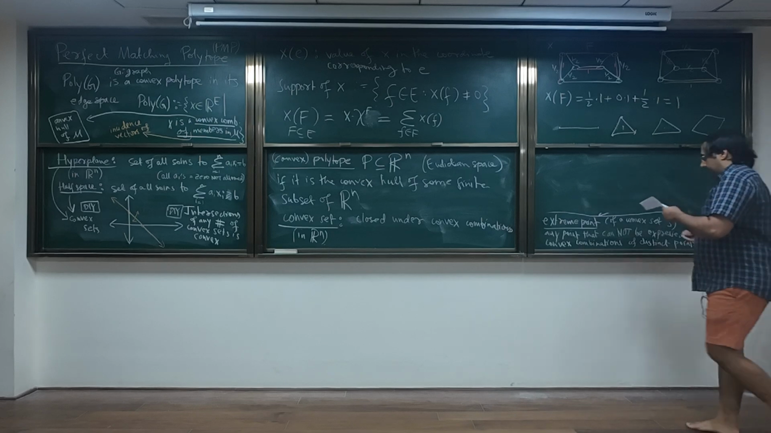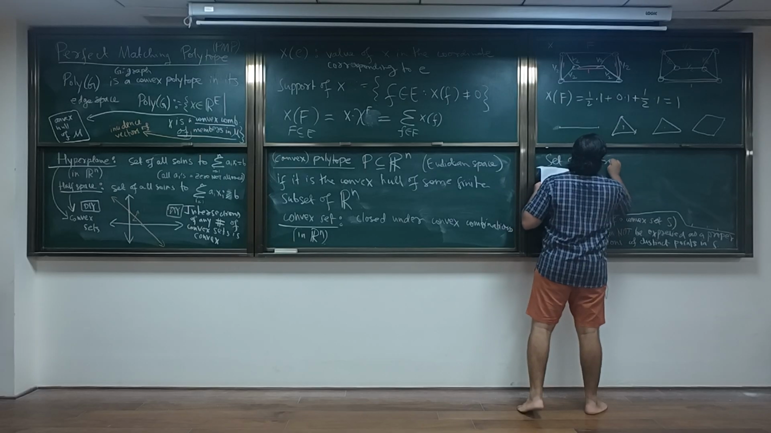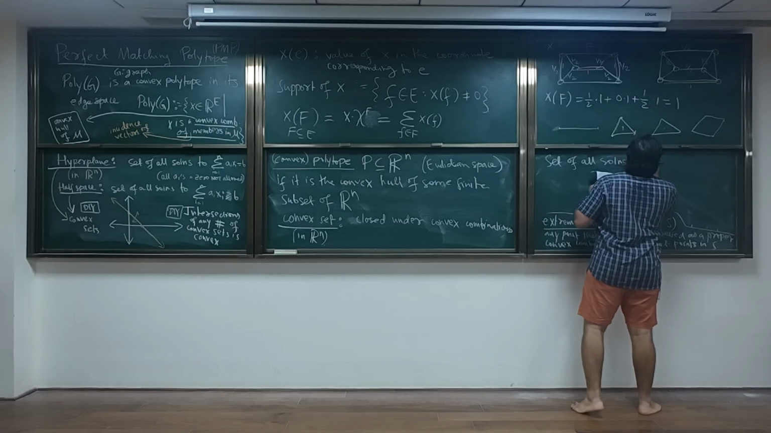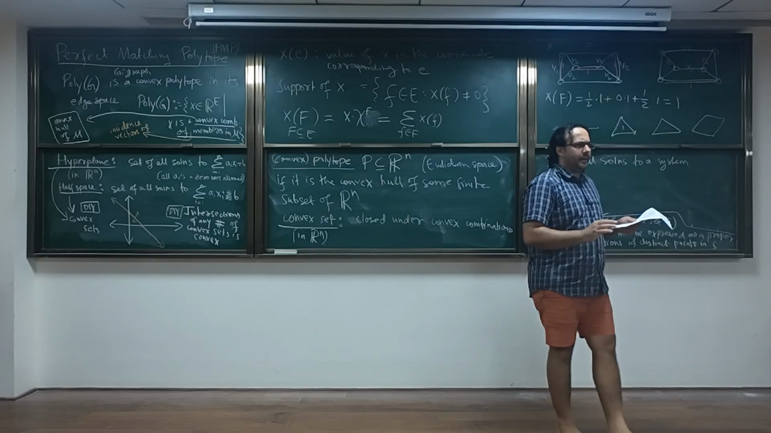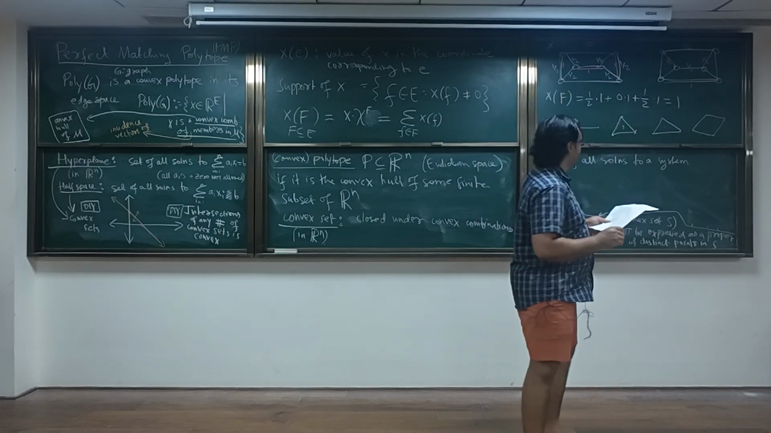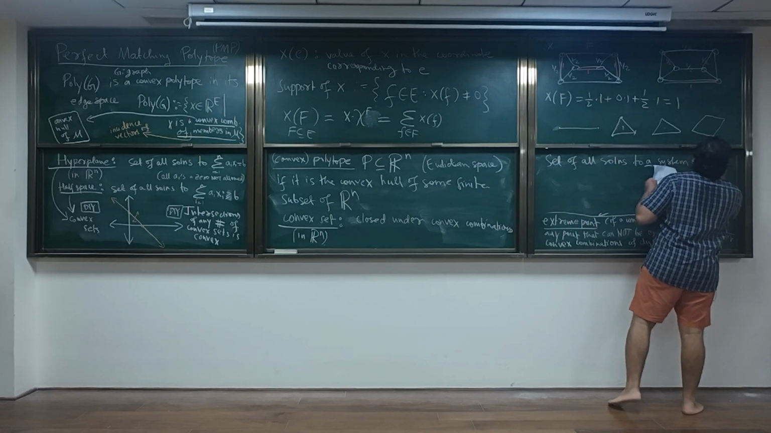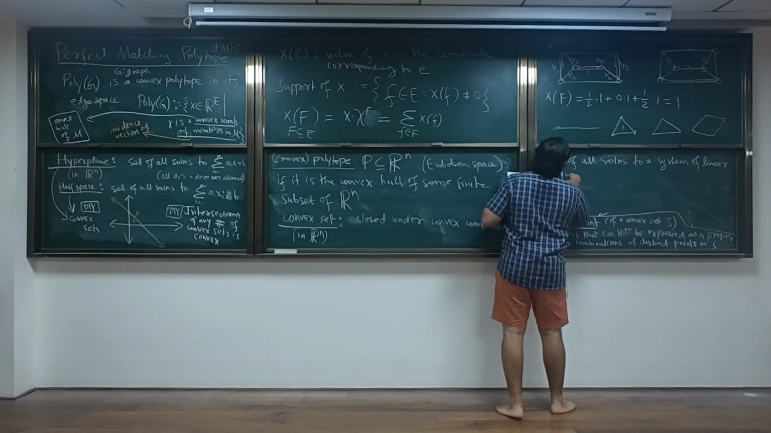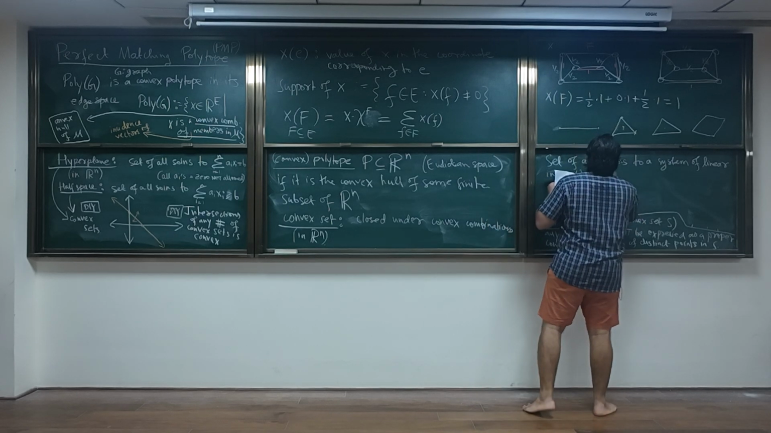Therefore, it follows from all of this that the set of all solutions to a system of linear inequalities is a convex set. Here, when we say system of linear inequalities, we require the number of inequalities to be finite, which I think is the standard definition.